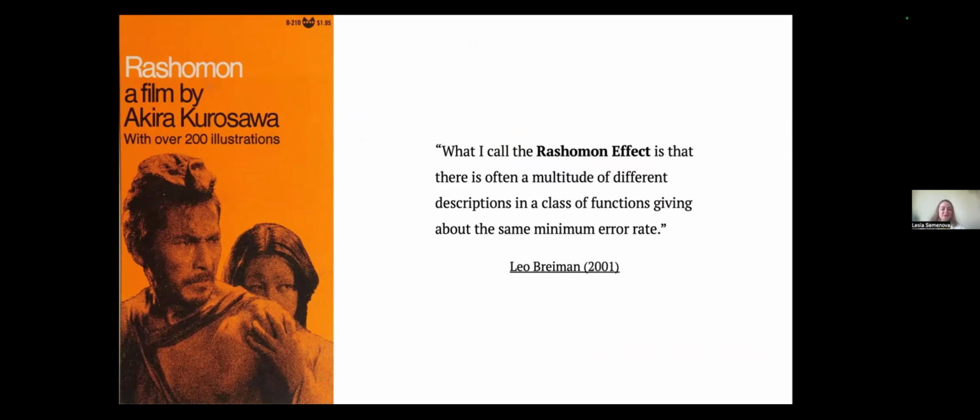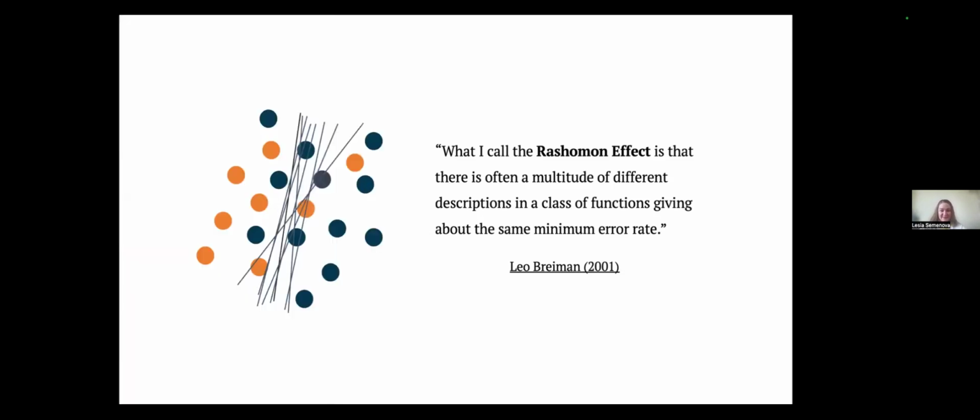And the same happened for Leo Breiman. He was experimenting with different regression models, linear regression models. And he said, if I try this model with this coefficient and this model with this coefficient, they achieve approximately the same error rate, but they have different parameterizations, different vectors and different decision boundaries. So this came to be known in machine learning as the Rashomon effect, or model multiplicity.